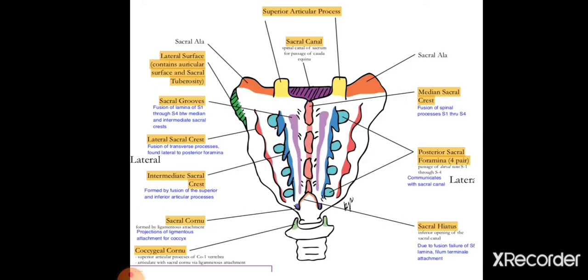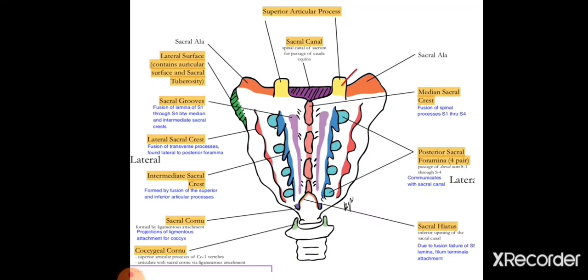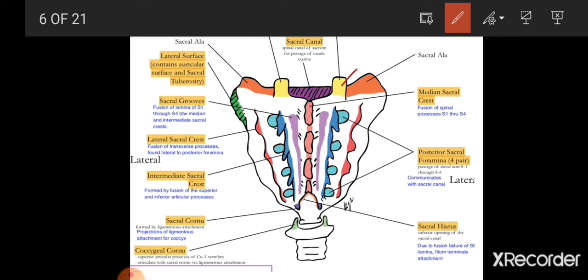Now these are the attachments of the sacrum on its posterior aspect. On the posterior aspect we can see the superior articular facet. This articulates with the inferior articular facet of the L5 vertebra and forms the lumbosacral joint. This is the ala of the sacrum. Then in the midline we have the median sacral crest, and there is the lateral sacral crest, which is formed by the fusion of the transverse processes, and the intermediate sacral crest, which is formed by the fusion of the superior and inferior articular processes.